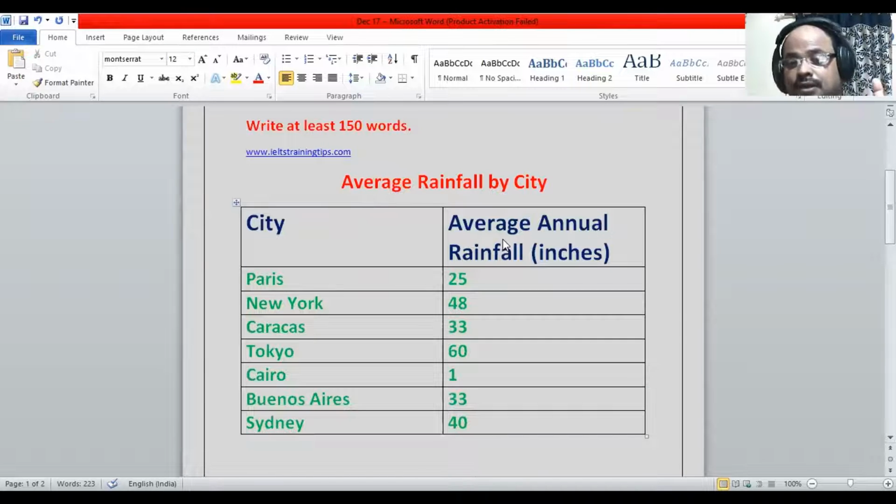So we have no comparison of time frames, actually. We are not comparing one year with another year. We are just comparing the annual rainfall. So that is a fixed average value in a particular city. So in Paris, the average annual rainfall is 25. We are not comparing to another year or another time frame. So there is no increase, there is no decrease, there is no fluctuation, there is no stagnation, all these things.